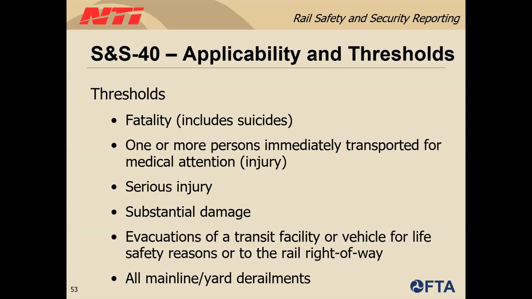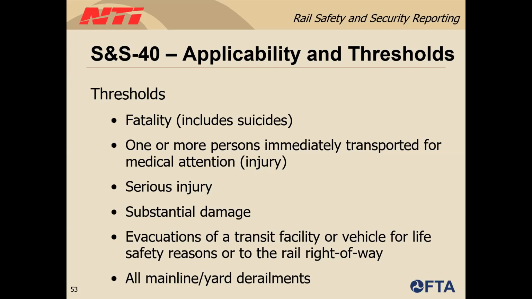Let's review your thresholds. This is just a list, and then we'll go into more detail. So first, of course, there are fatalities, which includes suicides. One or more persons transported for medical attention, which is considered a non-serious injury or serious injury. Substantial property damage and evacuations of a transit vehicle or revenue facility for life safety reasons, or evacuations to the rail right-of-way, including both transit or officially directed customers and customer self-evacuations are also automatically reportable. Customer self-evacuations is not automatically reportable. I'll make that clearer. It's a checkbox, but it's not a threshold.